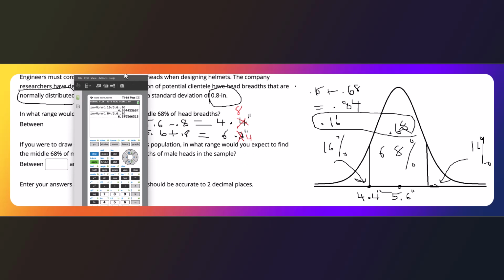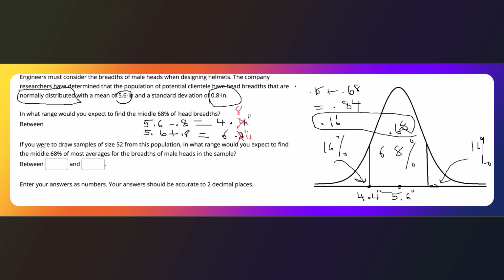And now what they are asking is this, that if we draw samples of size 52 from this population. That is n equals how much? 52. Okay. Then again, it's the same question they're asking, just slightly in a different way.